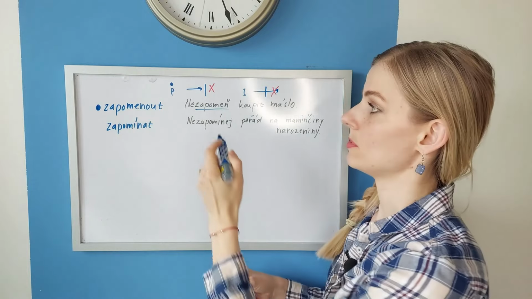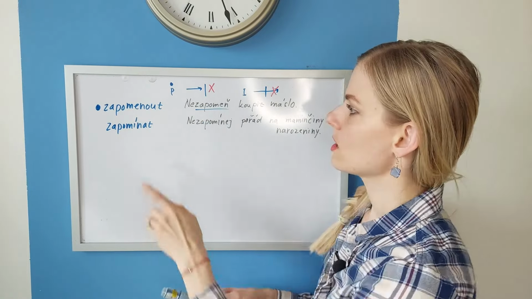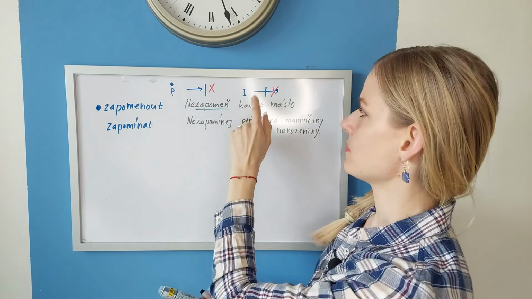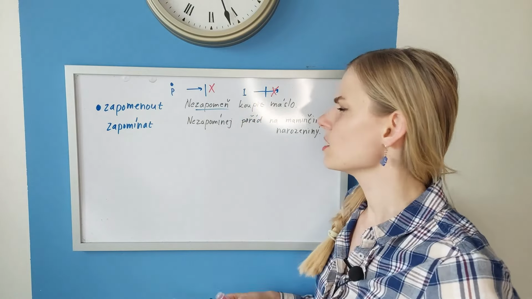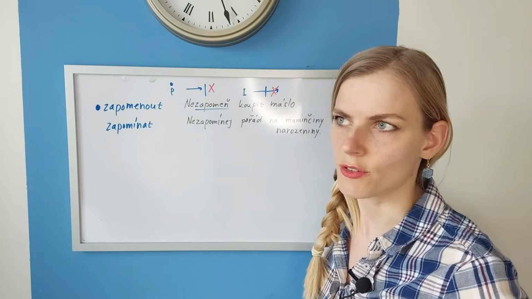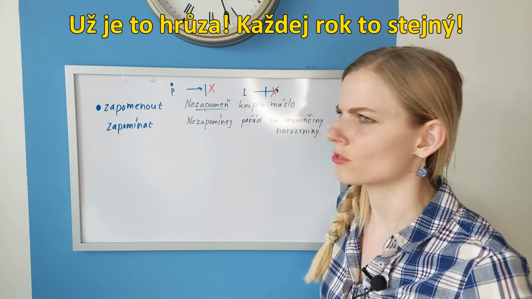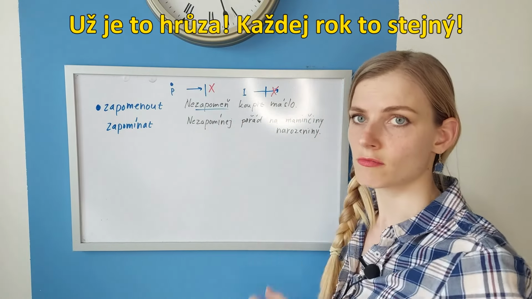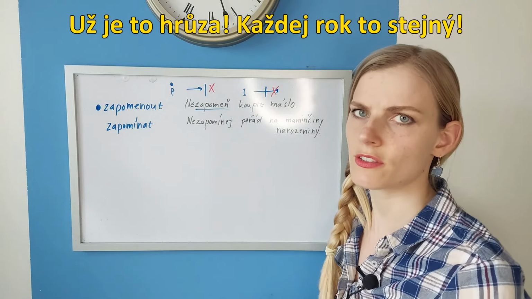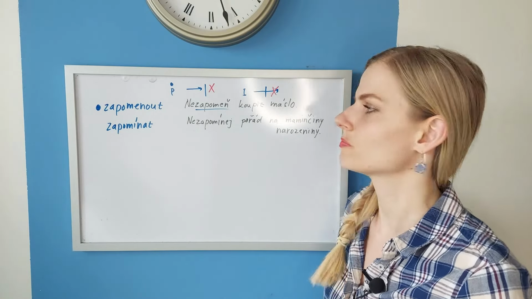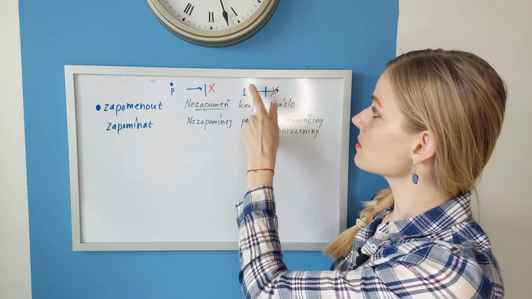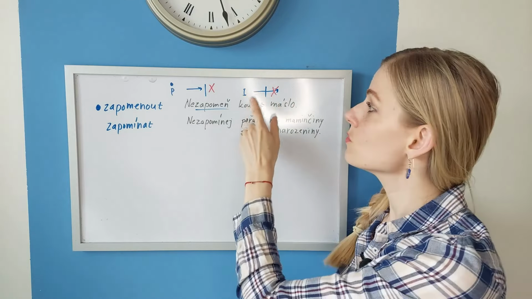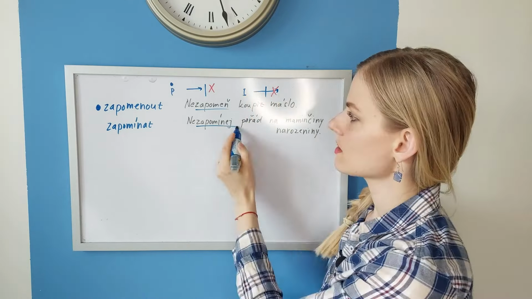A perfective verb, we don't want the situation to even start. We don't want it to happen. I don't want you to forget. Zapomínat, this is imperfective. Nezapomínej pořád na maminčiny narozeniny, už je to hrůza. Každý rok to stejný. Stop forgetting mom's birthday. It's horrible, every year the same. Every time I have to remind you. This means it's an ongoing situation. You keep forgetting, I don't want this to continue.